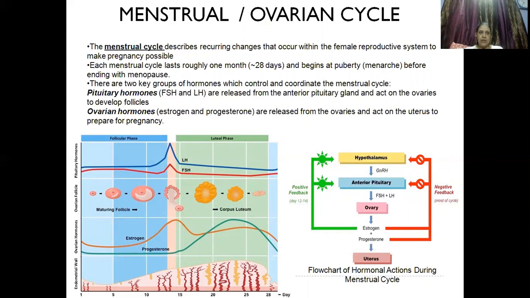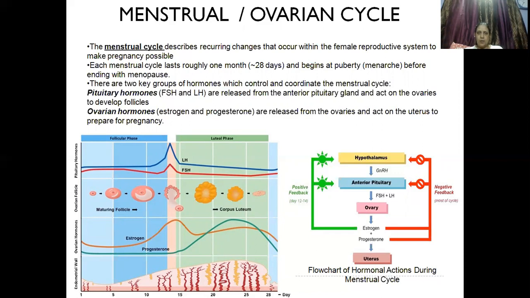Okay, so at that time you see the peak of the FSH and LH is high, and initially the levels of the estrogen and the progesterone are low, but at the time of ovulation the progesterone is low and the estrogen goes high up.